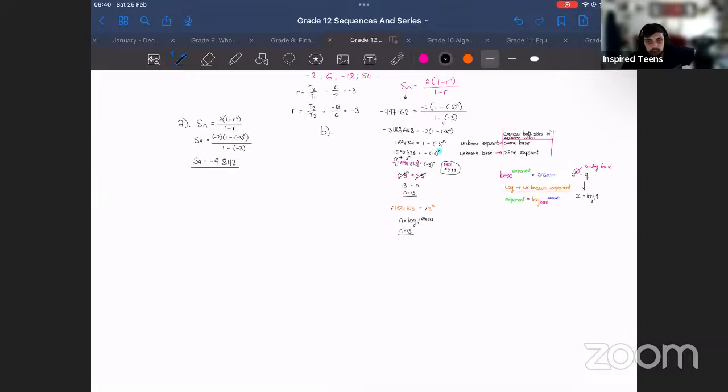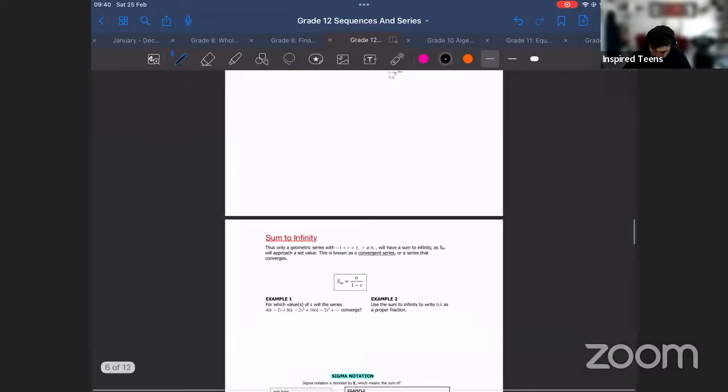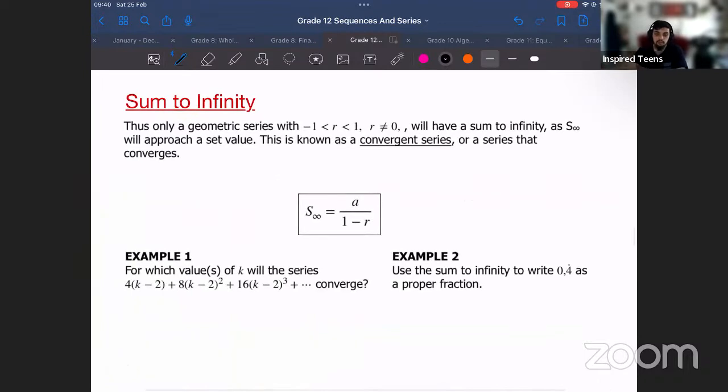Will they ever give us an unknown base or an exponent? They definitely could potentially. Let's have a look at sum to infinity, which is to do with geometric sequences. Okay, don't worry about the thus thing. It is a proof that is not important to us.